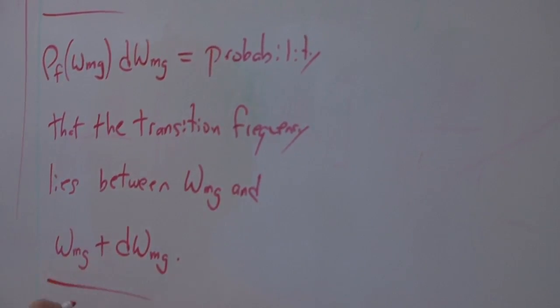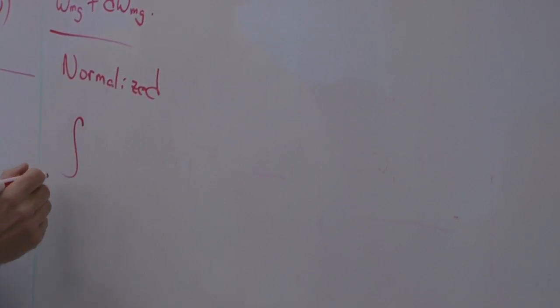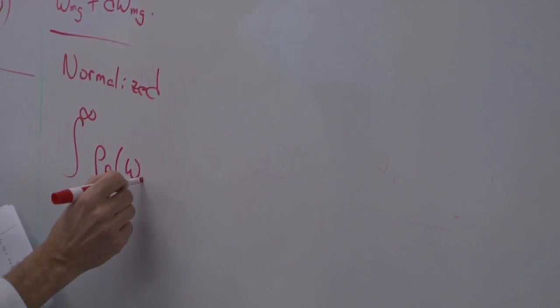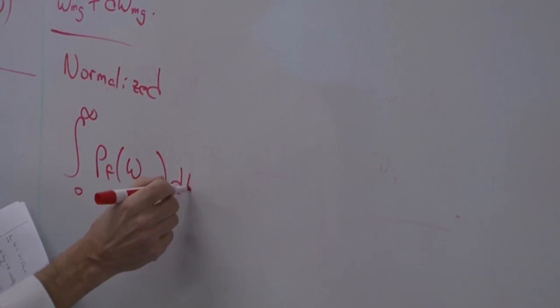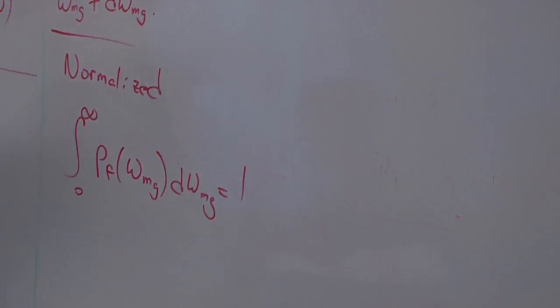And we normalize. Well, it is normalized. If it's a density of final states, it has to be normalized such that the integral from 0 to infinity of rho_f of omega_mg d omega_mg is equal to 1. So there's some probability distribution. There's certainly a transition there. It's just that the exact frequency is not precisely defined.